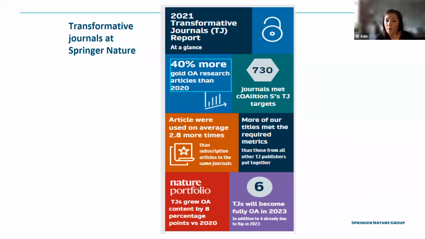And while the report covered all transformative journals at Springer Nature, so not just the Nature TJs, what I can pull out from here is that 24 journals in the Nature portfolio newly on their path to OA met the target set by Plan S, which was to achieve and maintain a TJ status. They also, as a portfolio, grew OA content by 8%, which you see in the bottom red on the image, compared to 2020. What I find impressive here, though, as well, is over the entire Springer Nature TJ portfolio, we published 40% more gold OA than the previous year.